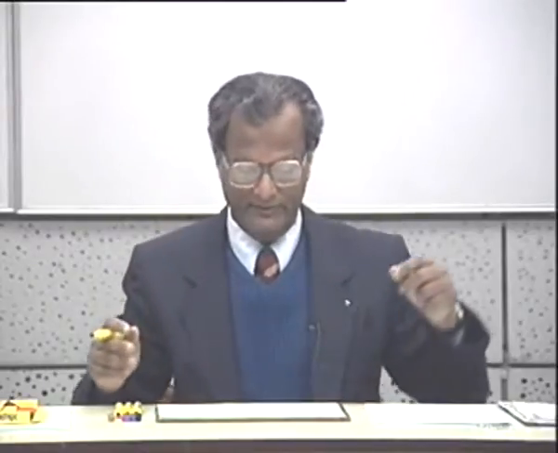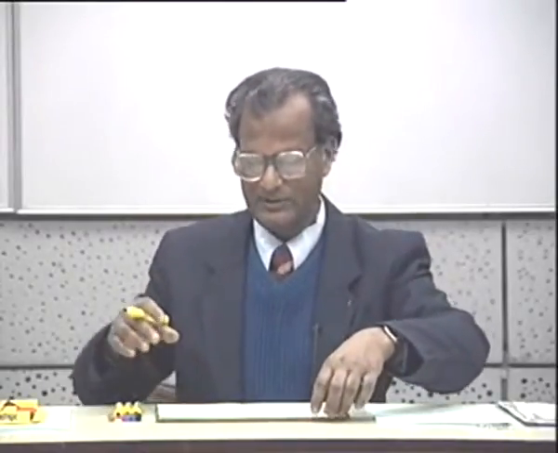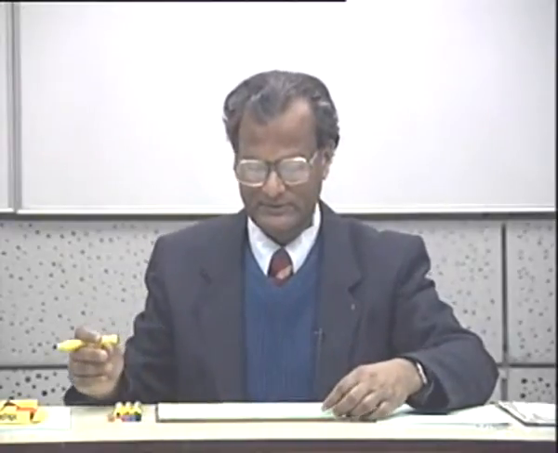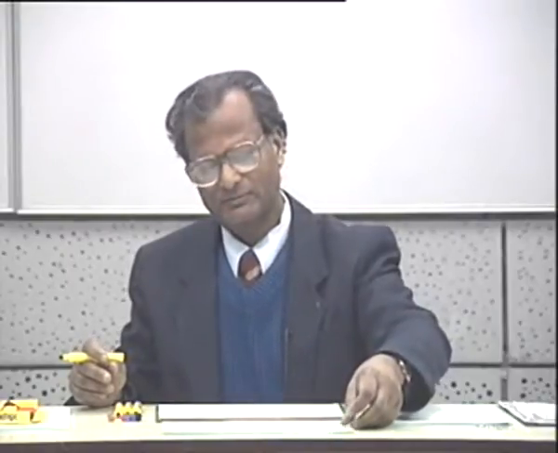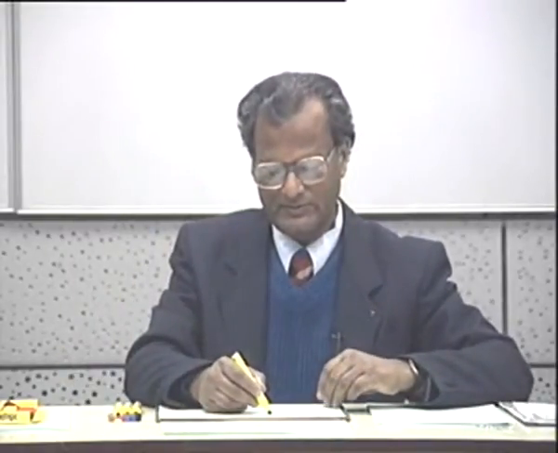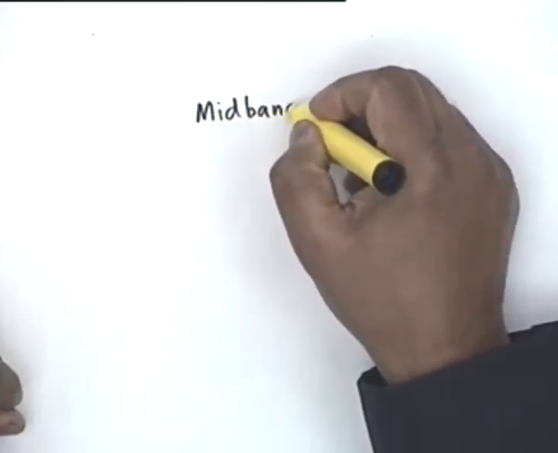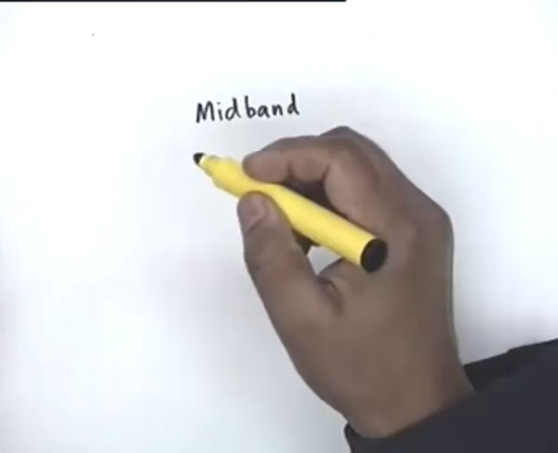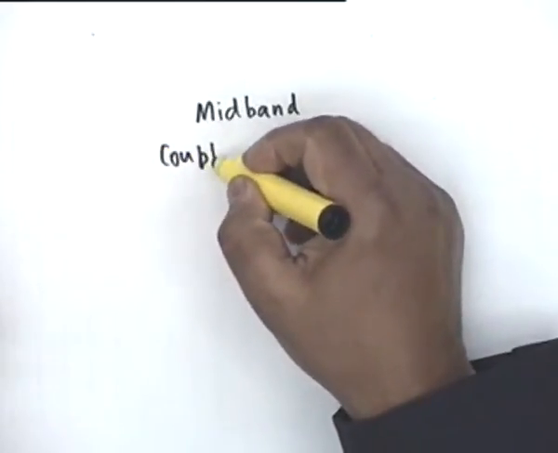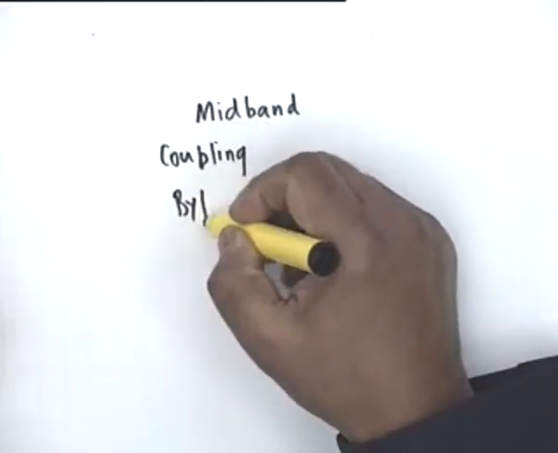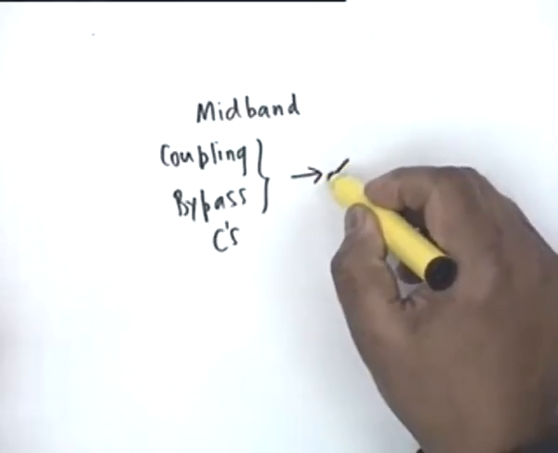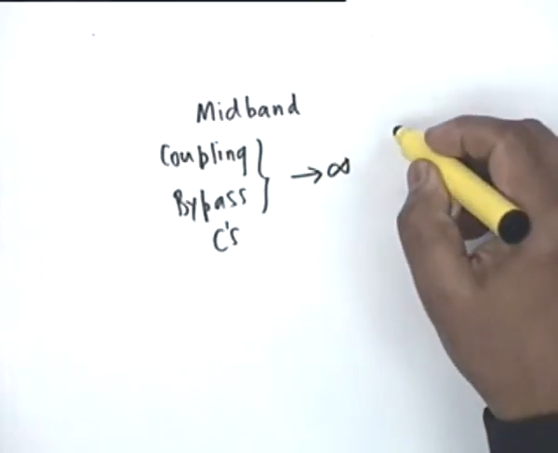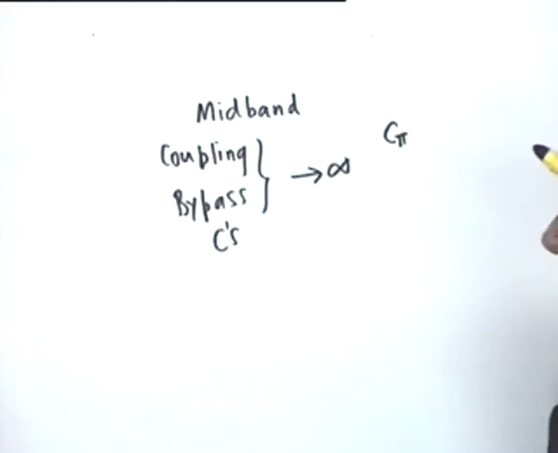Lecture today on high frequency response of small signal amplifiers. So far we have only talked about mid-band frequency response, in which we ignored all capacitors. We ignored the coupling and bypass capacitors. We assumed them to be infinitely large, and we also ignored C pi, the base to emitter junction capacitance.